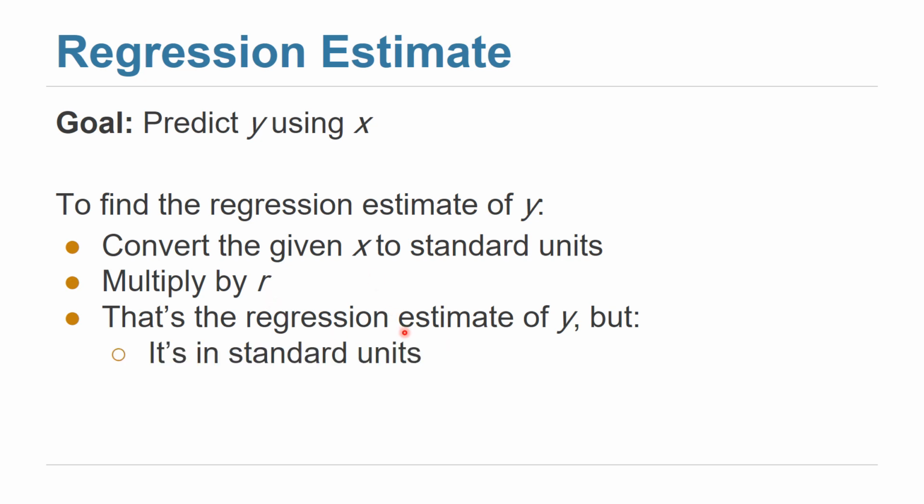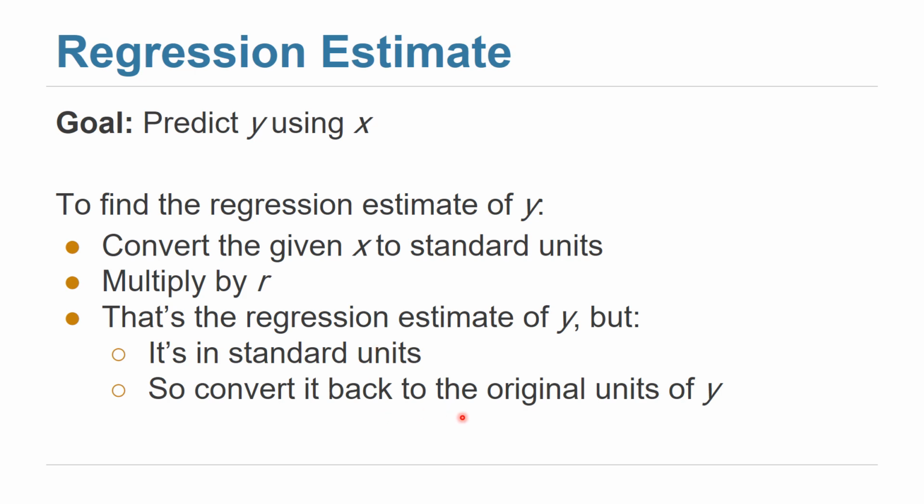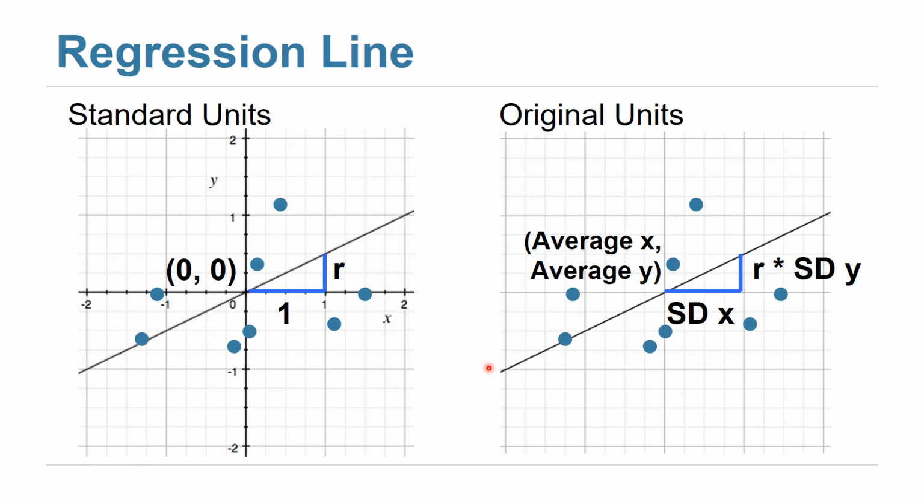But there is a problem with that, which is that y now is in standard units. It's not in the original unit of the variable y. So we cannot actually do exactly these steps. We cannot just convert x to standard units, multiply by r, and get the value of y, because y will be in standard units, but we need it in the original unit of the y variable. So we have to convert it back to the original units of y, and to do that we have to go back to the original units.